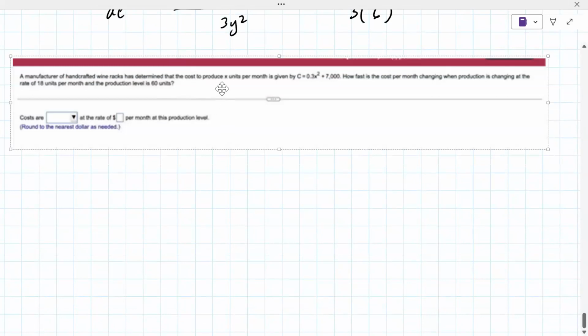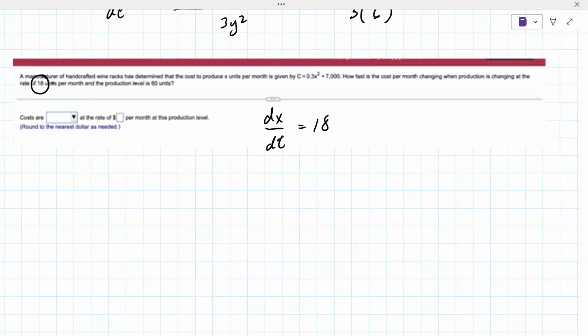All right, cost. The manufacturer of handcrafted wine racks determines the cost to produce x units per month is given by this function. How fast is the cost per month changing when the production is changing at the rate of 18 units per month and the production level is 60? So this 18 is dx dt, and the units are 60. So we need to take a derivative of this, which is 0.6x. That's the power rule, times dx dt.